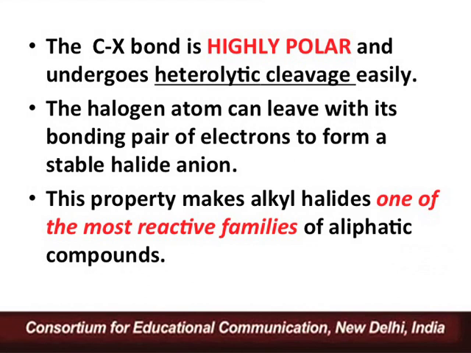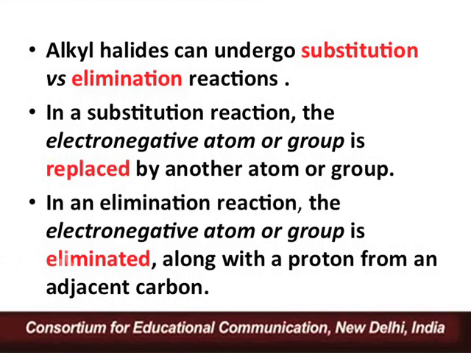The halogen atom can leave with its bonding pair of electrons to form a stable halide anion. This property makes alkyl halides one of the most reactive families of aliphatic compounds. Alkyl halides can undergo substitution as well as elimination reactions.